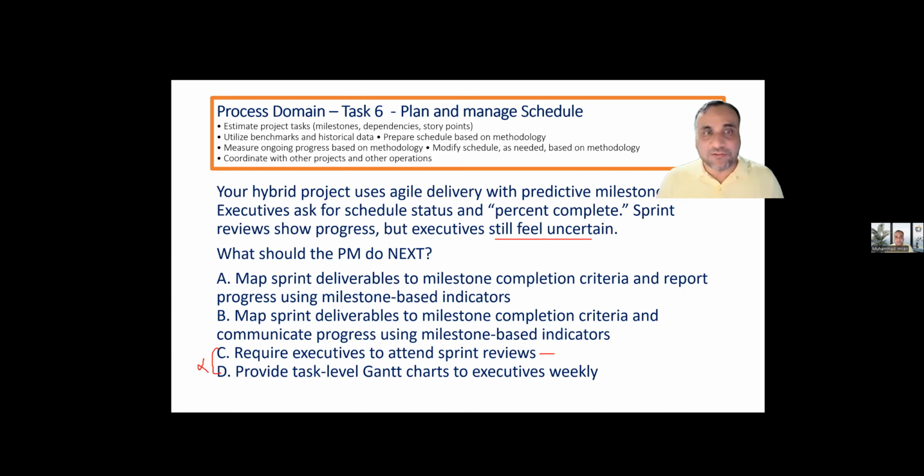Map sprint deliverables to milestone completion criteria and report progress using milestone based indicators. Versus: map sprint deliverables to milestone completion criteria and communicate progress using milestone based indicators. What do they need? Schedule. What do they need? Schedule status and percent complete.